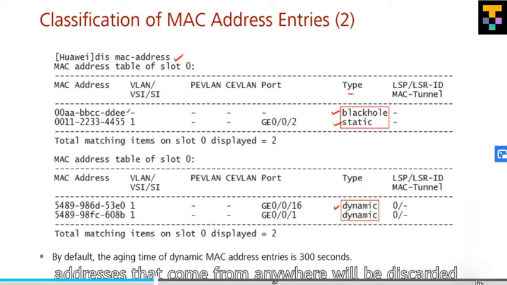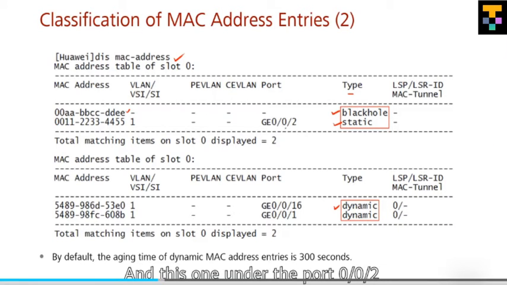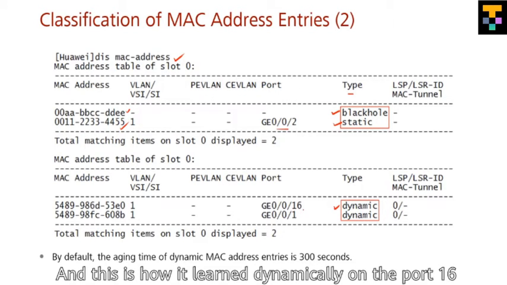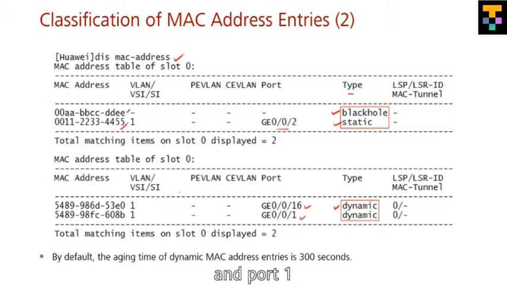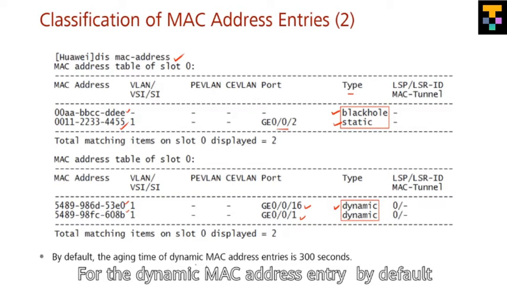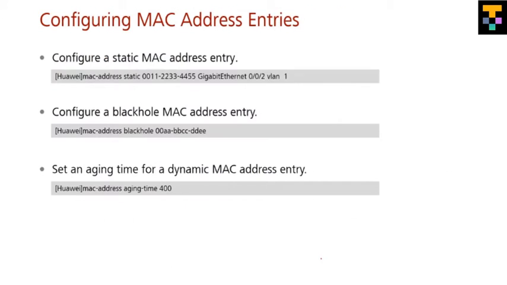This is the address; if it comes from anywhere else, it will be discarded. And this one you will see under port 002, we have this MAC address. And this is how it learned dynamically. On port 16 and port 1, these are the MAC addresses that were learned. For the dynamic MAC address entry, by default, the aging time will be 300 seconds. It means 5 minutes.